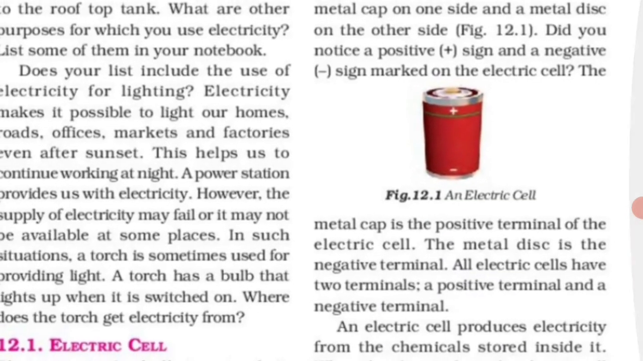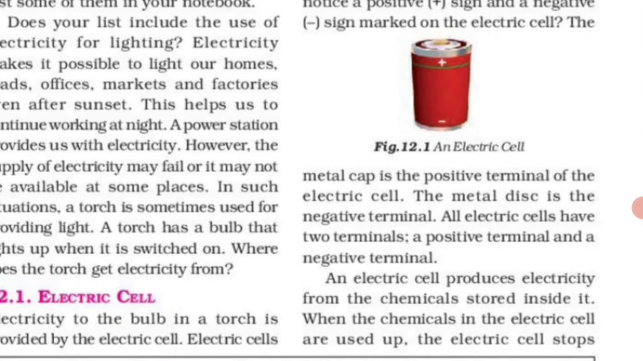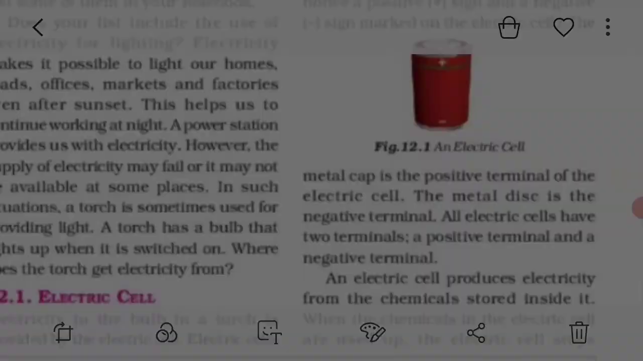The electric cell provides electricity. Where does the electric cell get electricity from? It provides electricity from the chemicals stored inside it. When the chemicals in the electric cell are used up, the electric cell stops producing electricity. You must have seen that suddenly your clock stops working and you say that the cell is over, and you have to change the electric cell.